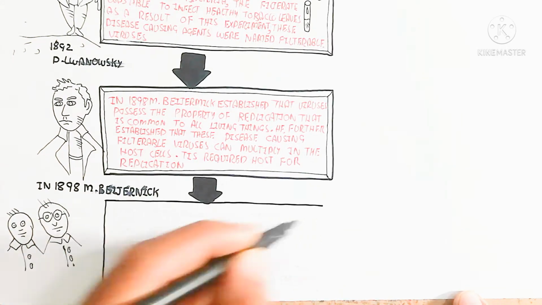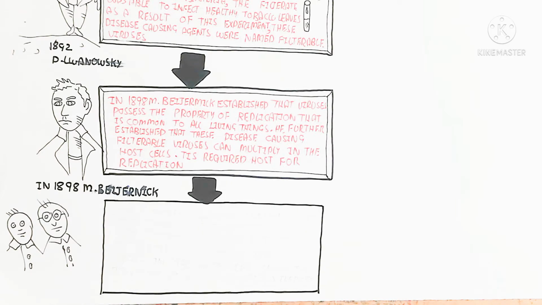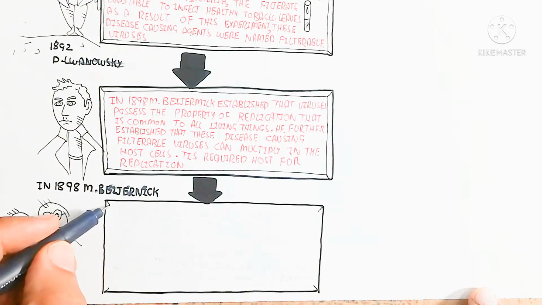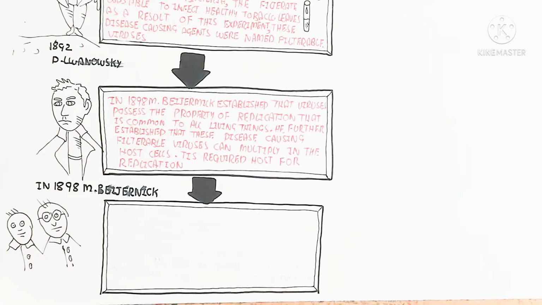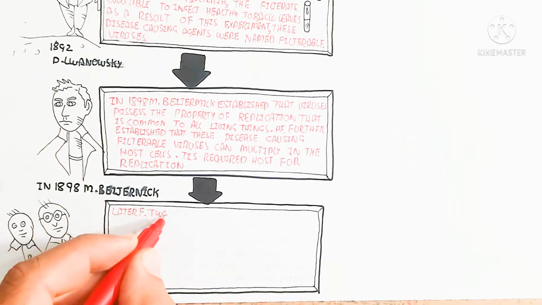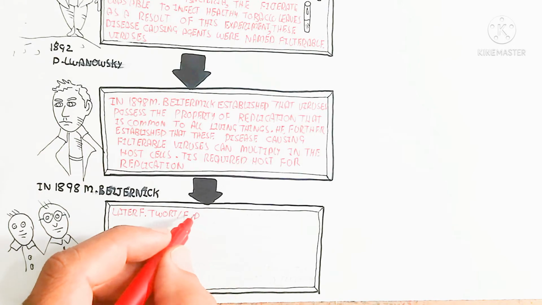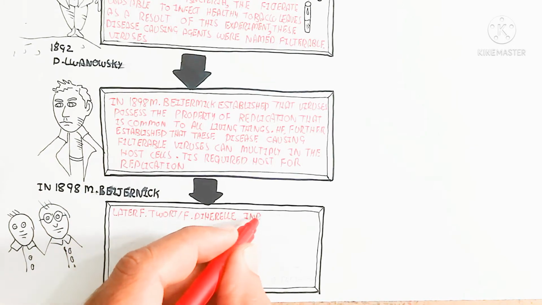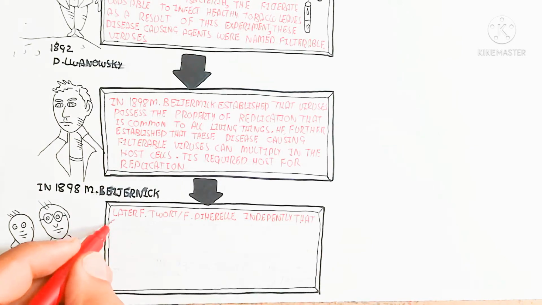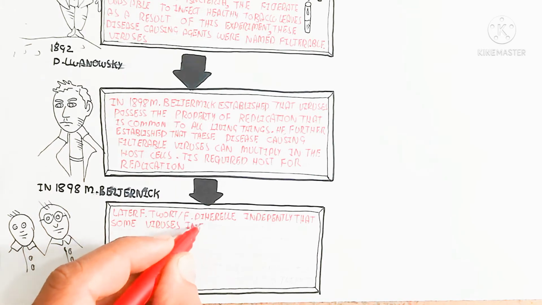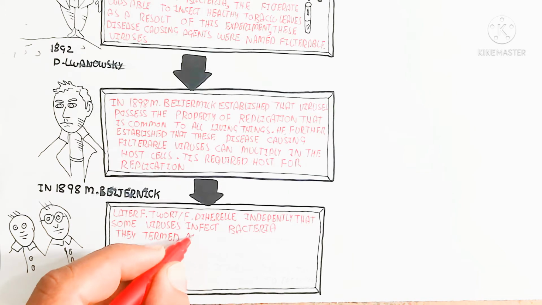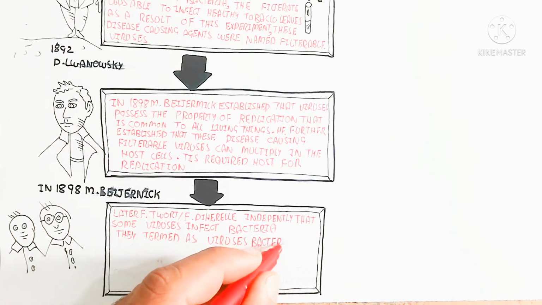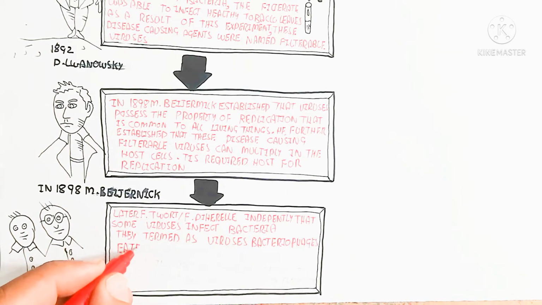Later on, F. Twort and F. d'Herelle, working independently, said that some viruses infect bacteria. They termed these viruses bacteriophages, or eaters of bacteria, simply phages, in 1935.